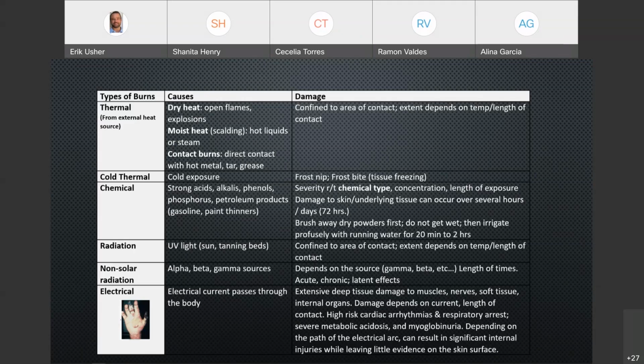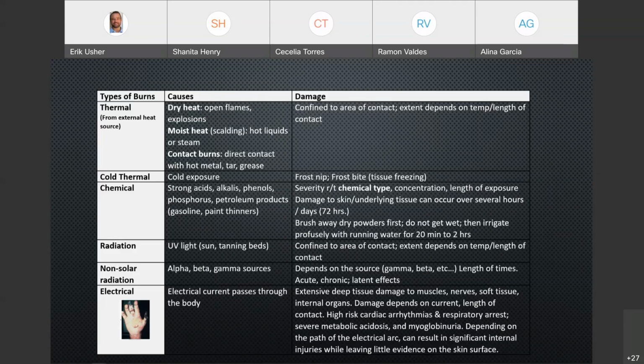Don't forget about cold thermal. Now, we live in Florida. It's hot here, but a lot of you come from other northern, colder climates where the risk of frost nip and frostbite is there. And again, that is the same pathophysiologic manifestation like a burn. It's tissue damage, and the pathophysiology that contributes to that is the same at that cellular level.